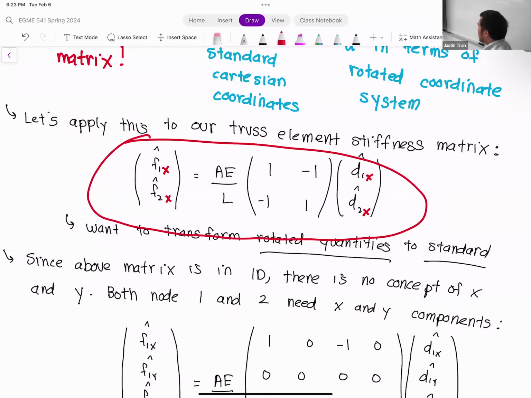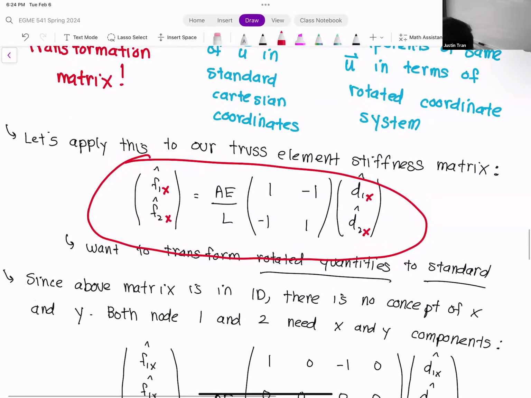And so we had F1, F2 is equal to AE over L times the 2x2 matrix multiplied by the vectors, or the deformations. And so we wanted to expand this to 2 dimensions. What we observed is that in this system, both the forces and the deformations are in the rotated coordinates, so they're in the coordinate system that's parallel to whatever the element is.